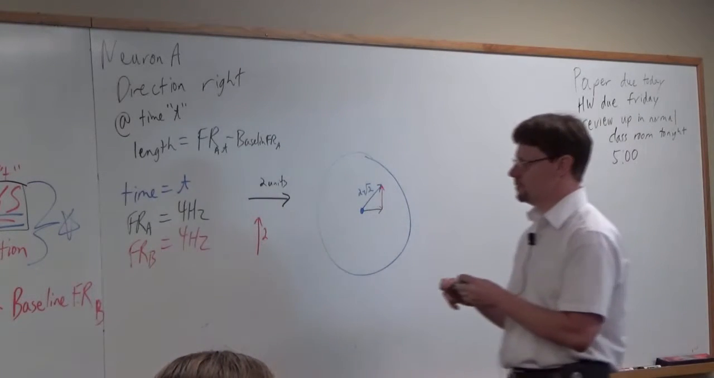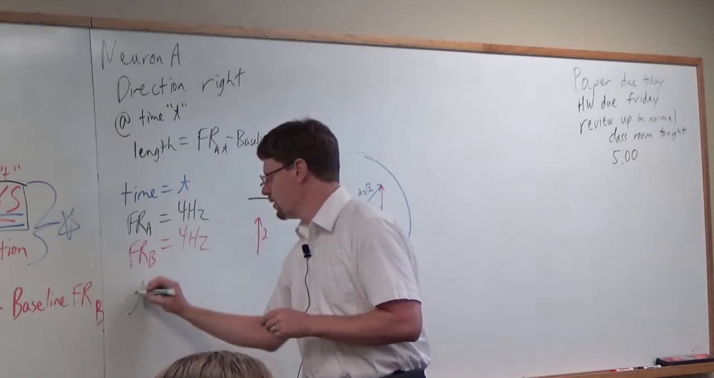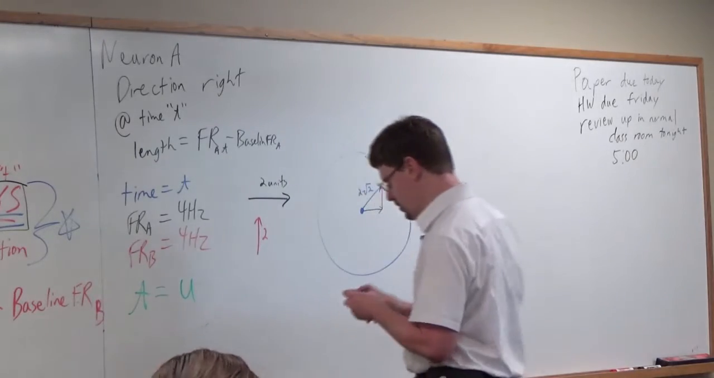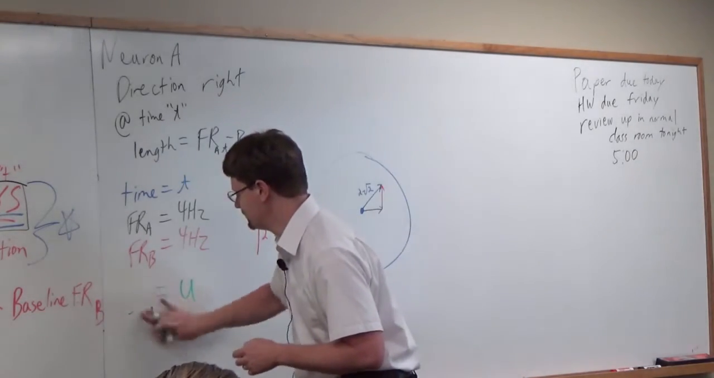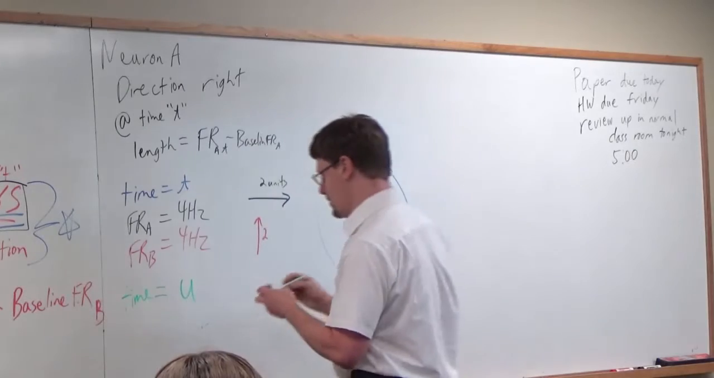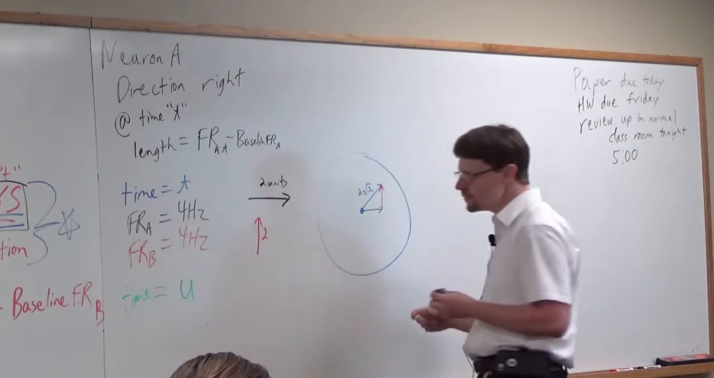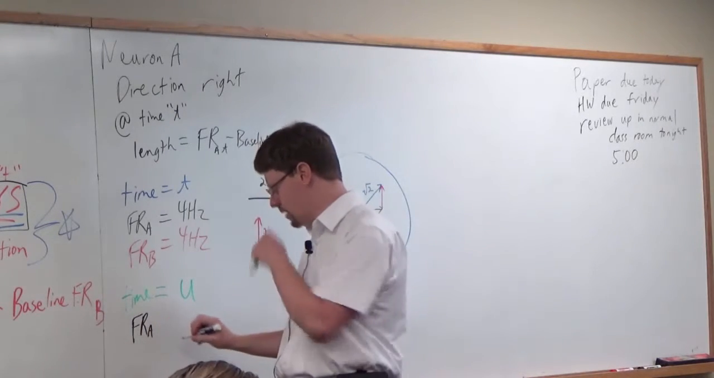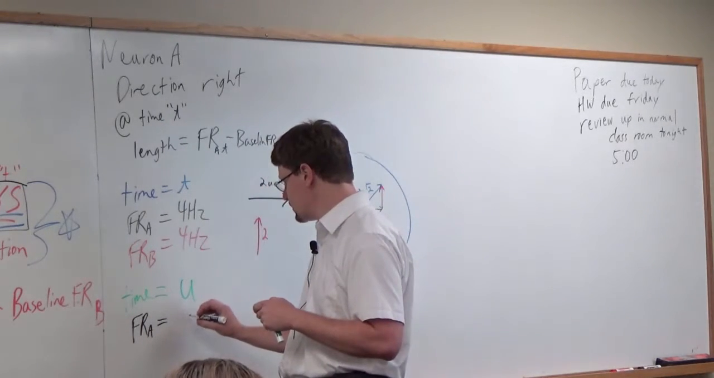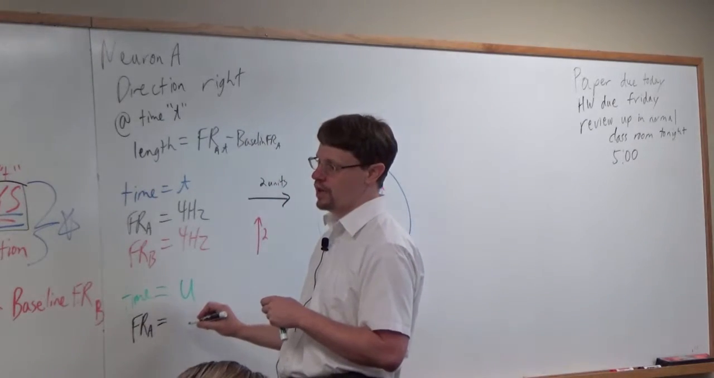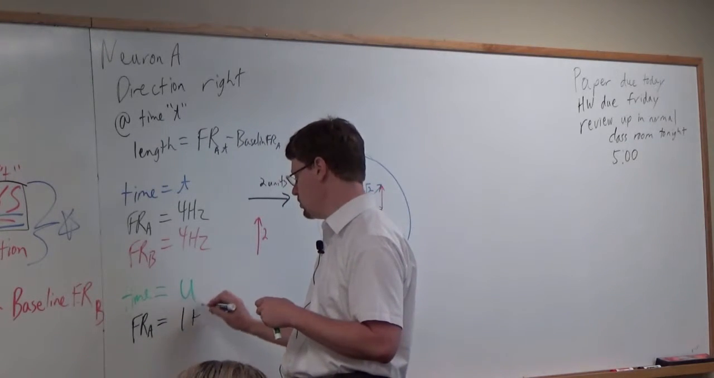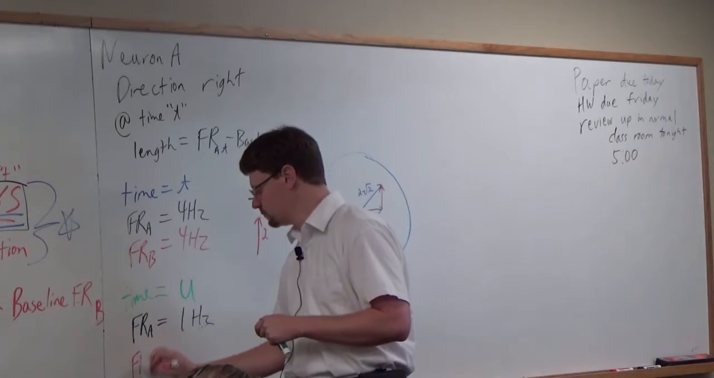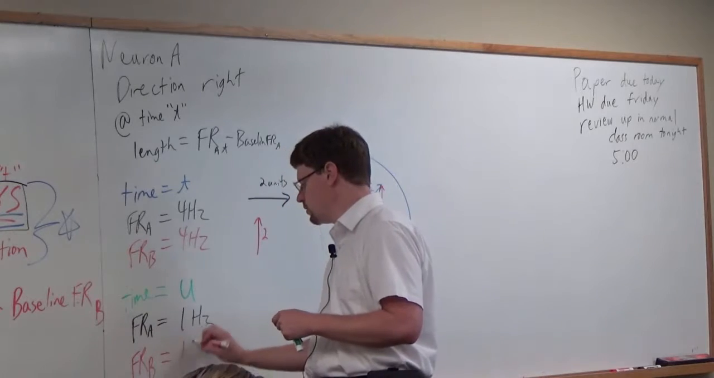Okay. So at time... what's the next letter after T? U. At time U, the next moment in time, let's say our firing rate for neuron A is 1 hertz, and our firing rate for neuron B is also 1 hertz.